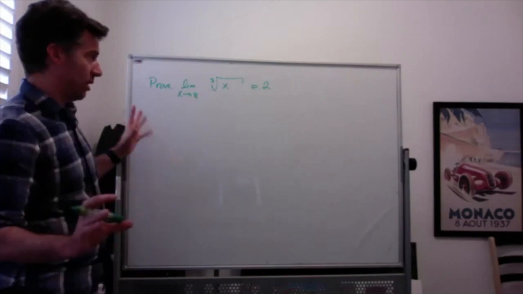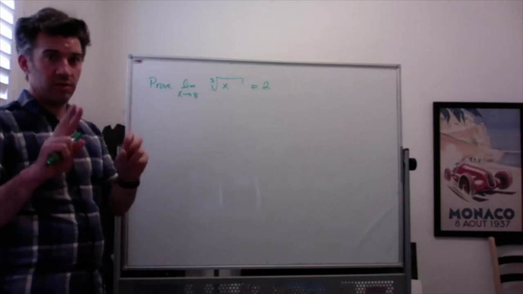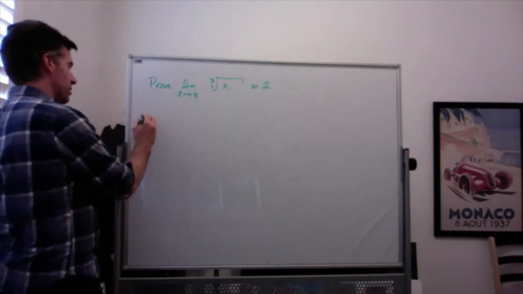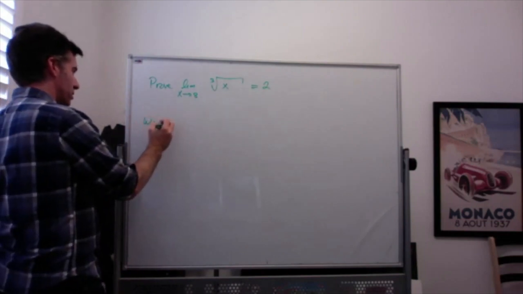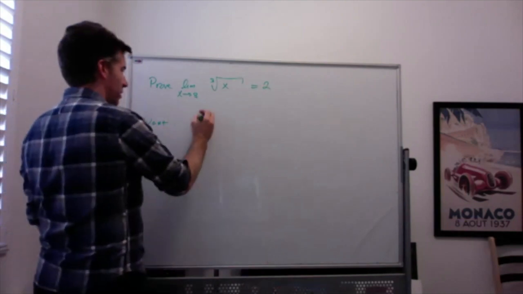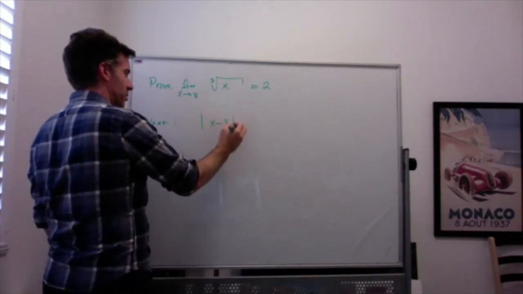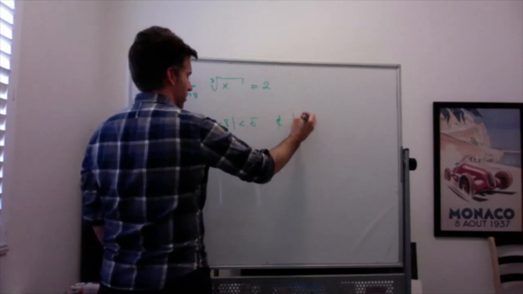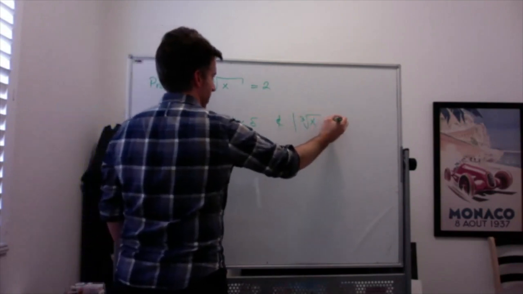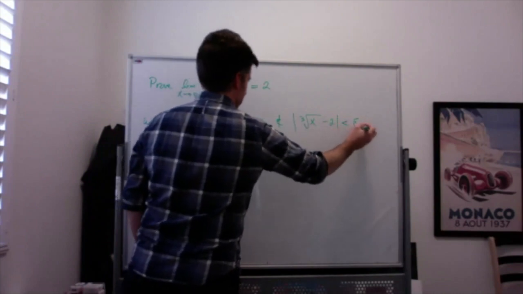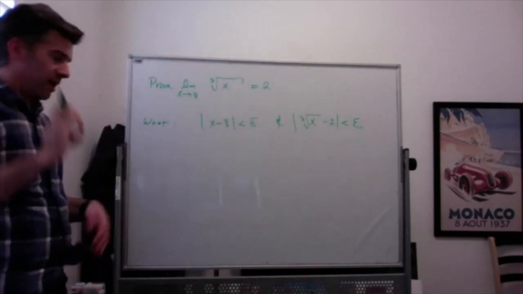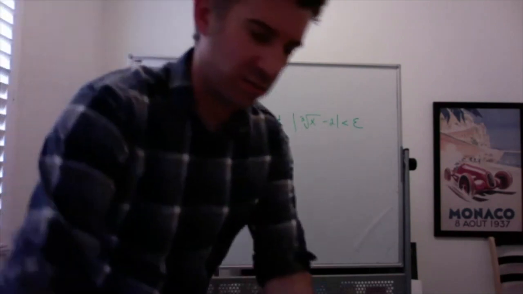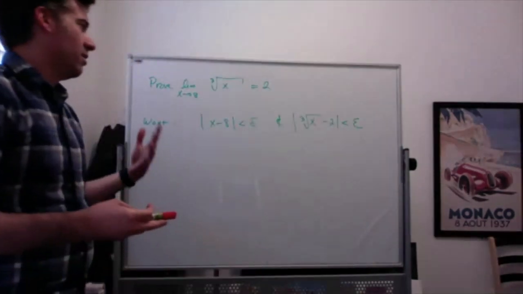Okay, so again, our job is to make two things be true at the same time. So here's what we want to be true. We want both the absolute value of x minus 8 to be less than delta, and the absolute value of the cube root of x minus 2 to be less than epsilon. And my brain always thinks of these a little bit differently than I feel like the book actually does.